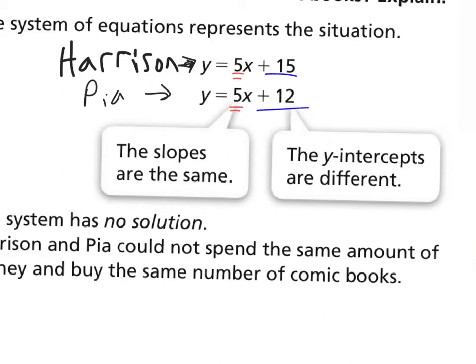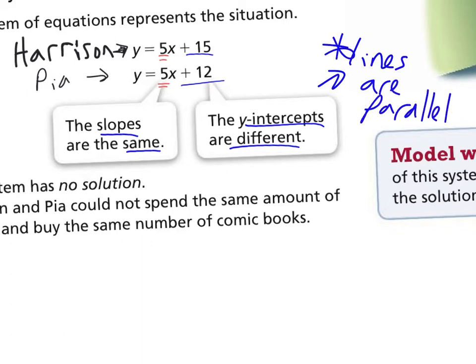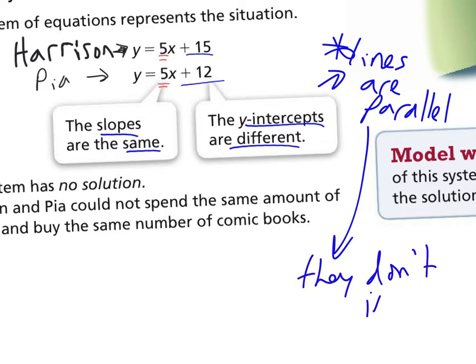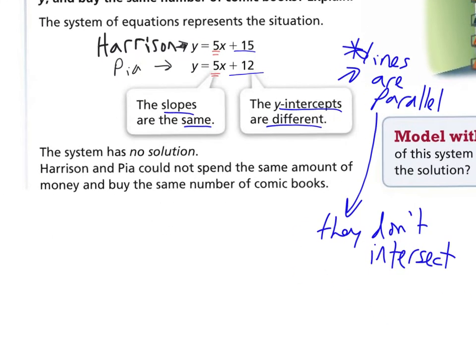Okay, so the slopes were the same, the y-intercepts were different. Those two things combined tell me that the lines are parallel. I know right then the lines are parallel to each other, which means they don't intersect. And if they don't intersect, that means we have no solution.